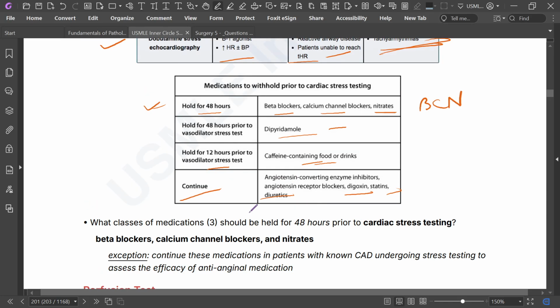So, what classes of medication should be held for 48 hours regarding stress testing? Beta blockers, calcium channel blockers, and nitrates. Exception: continue these medications in patients with known coronary artery disease undergoing the test to assess the efficacy of anti-anginal medication.